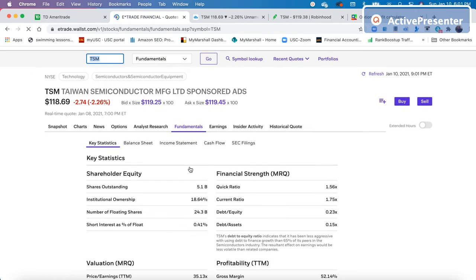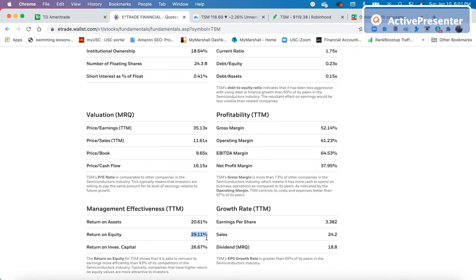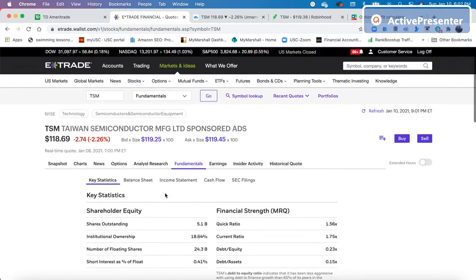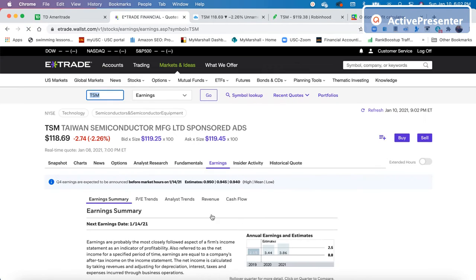Okay. The next thing that I want to do is just look at the fundamentals real quick here. And the fundamentals, as you can see, return on equity is 29%, which is good. Price to earnings, 35 times, which is not the lowest, but for this semiconductor industry, it's actually a pretty good price. And it says that right here. Okay. So the next thing that I'm going to look at is earnings. You can look at the balance sheet and income statement on your own, but they look really good. The earnings are pretty good. It seems like they keep going up.